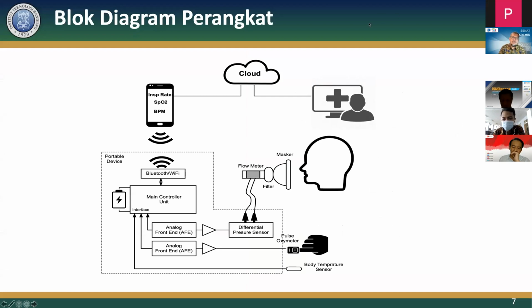So this is the block diagram. There is a little bit of change in the design. So the people will breathe into the flow meter, and we monitor using a turbine in the current system. And then there is the main control using the microcontroller. And also there is a pulse oximeter doing acquisition of the oximeter saturation, and also the body temperature.